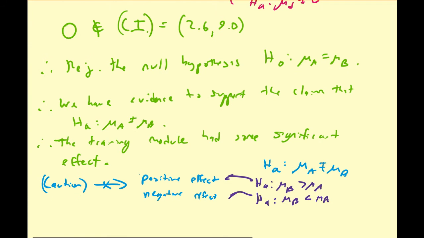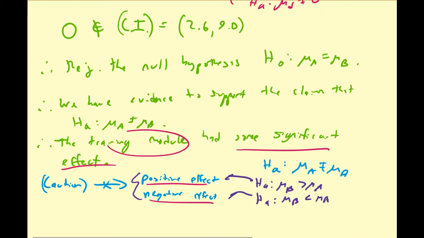But since we chose the two-sided alternative that mu A is not equal to mu B, the only thing we can say from this test is that the training model had some significant effect. But we can go back to our sample and realize all the values in B are bigger than A. So from our analysis, we can see that the positive effect is actually the one that's happening. But that's not coming from our hypothesis test, that's just coming from observation. This hypothesis test at least proves that there is some significant effect for the training model on the employees. And that's how you perform a paired difference t-test.